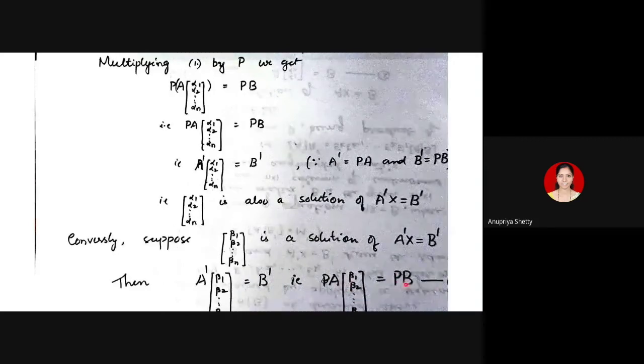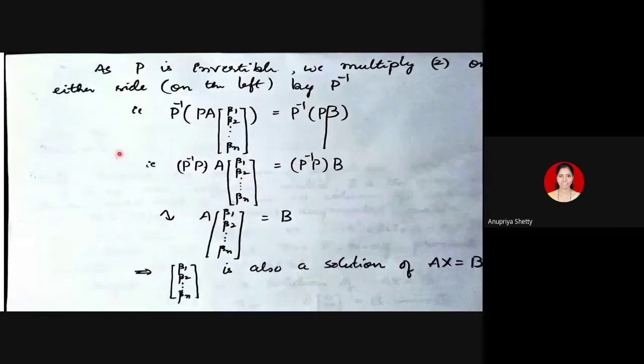Now on both the sides, we'll multiply by the inverse of P. Because it is invertible, its inverse exists. So we'll multiply next. I had called it as equation 2. So multiply equation 2 on either side, on the left side again, by inverse of P. Because P is invertible, its inverse exists. So here on the left, I'm multiplying by P inverse.